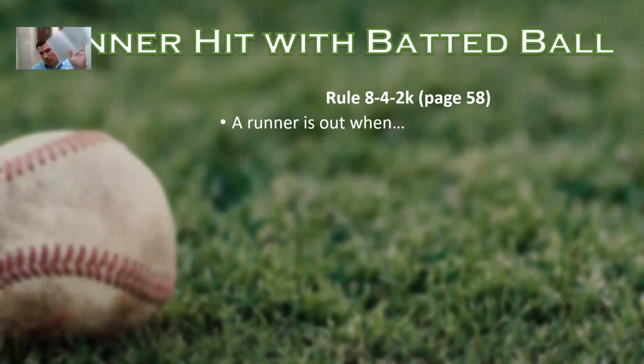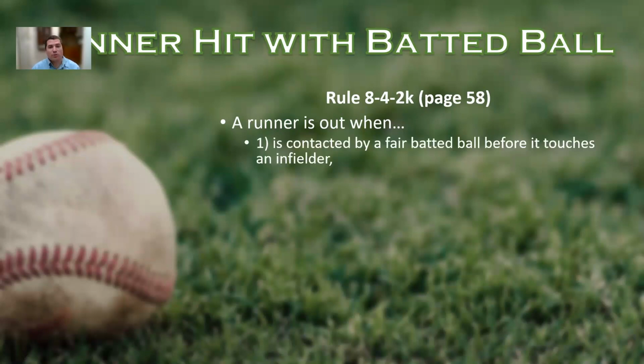So in your rule book that you have handy, please go to page 58. I've done all the legwork for you. All you have to do is go to page 58. We're looking at 8.4.2, letter K. It's about two-thirds of the way down. The title of this section is "A Runner is Out."